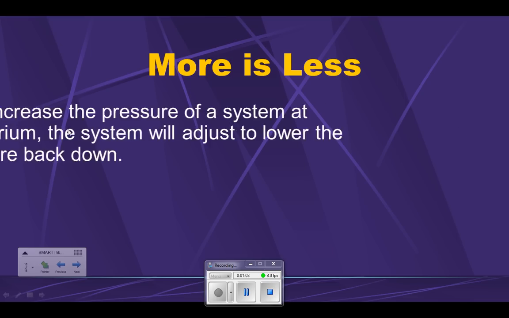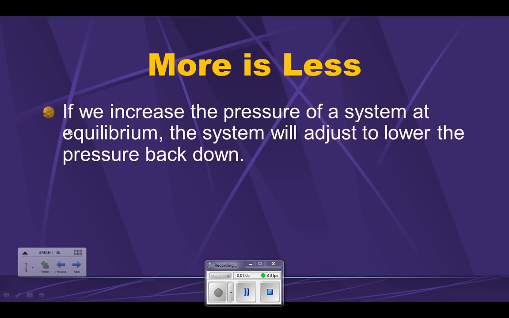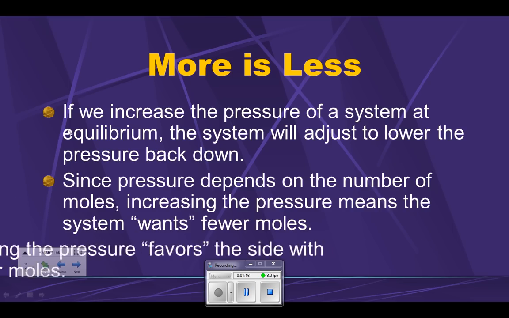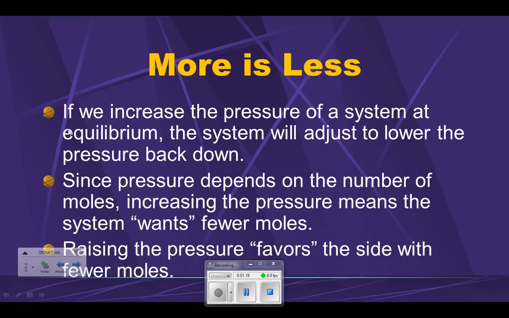So if we increase the pressure of a system at equilibrium, Le Chatelier's principle tells us the system will adjust to lower the pressure back down again. Increases are met with attempts to decrease again. Since the pressure depends on the number of moles, increasing the pressure means the system will want to lower the number of moles. Another way of saying that is raising the pressure favors the side with fewer moles.